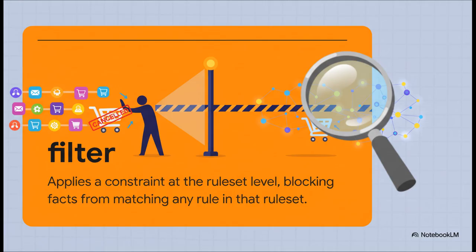Oh, I love this one. Filter is basically a bouncer at the club door for your entire rule set. In this example, any order with a canceled status gets stopped right at the entrance. It's not even allowed in to be seen by any of the rules inside. Super useful for pre-cleaning your data.